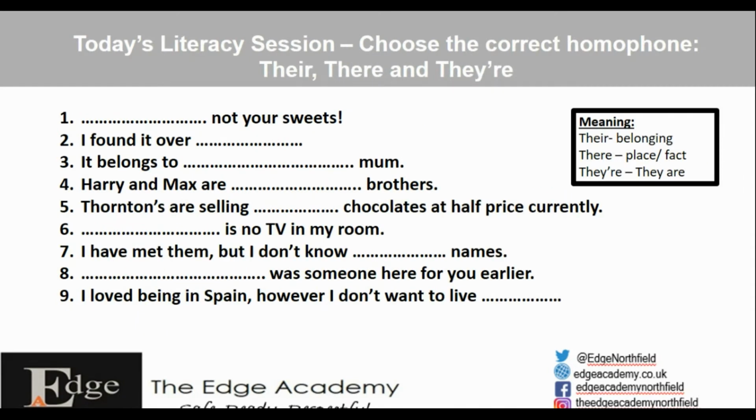The next slide is on the homophones their, there and they're. Their means that something is belonging to someone else, so it's their possession. There is stating a fact or there is a place. They're, with an apostrophe, is for they are. Again, please will you pause the video now and write out the sentences using the correct there, their or they're.